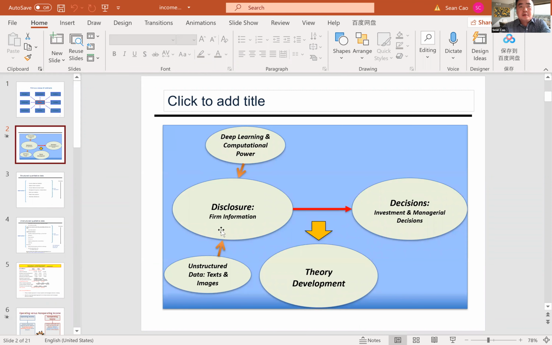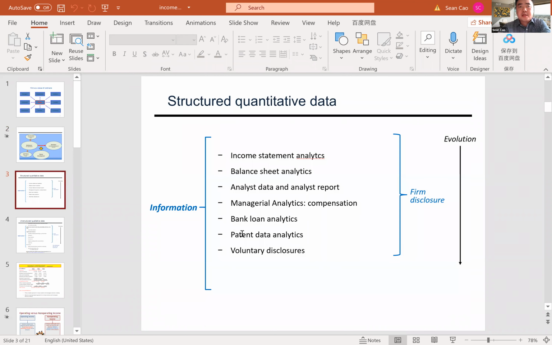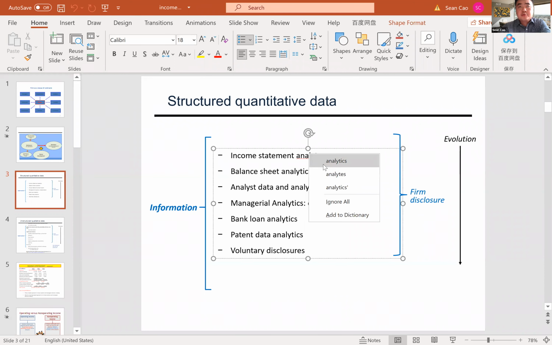And then I give two slides introducing the different data we'll cover in the class. These are the data we'll cover for the rest of the semester. We will cover income statement analytics, basically how to use income statement data to predict stock price and help managers make decisions. Balance sheet analytics, basically how to use balance sheet data to predict price and help managers. And analysts, who provide recommendations and earnings forecasts, so how to use their data to understand the capital market.